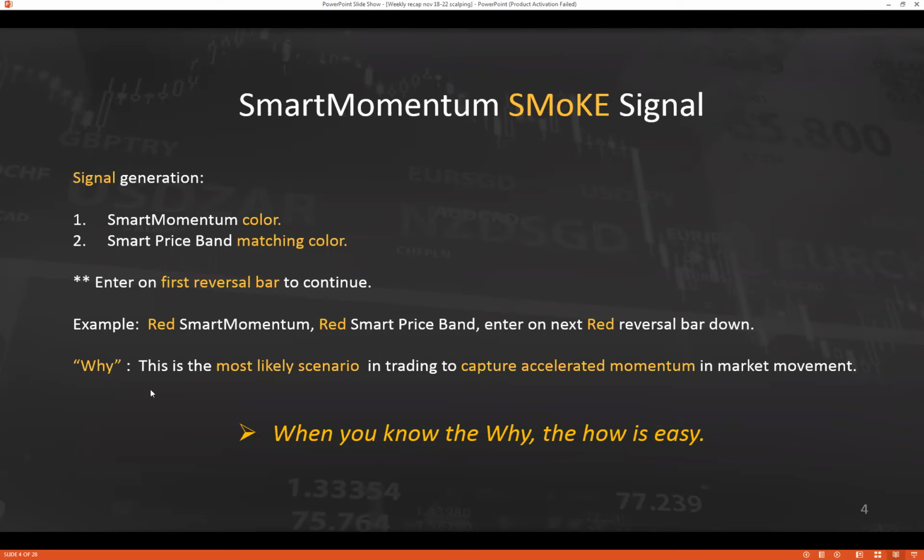And also to be simple, smart trading patterns is very complex and detailed insight into the market, but it's a very simple system for people to execute. We believe when you know the why, the how is easy. So the why of this signal is this. It's the most likely scenario in our trading for us to capture accelerated momentum in our favor in market movement, which is a very, very powerful situation to trade from.